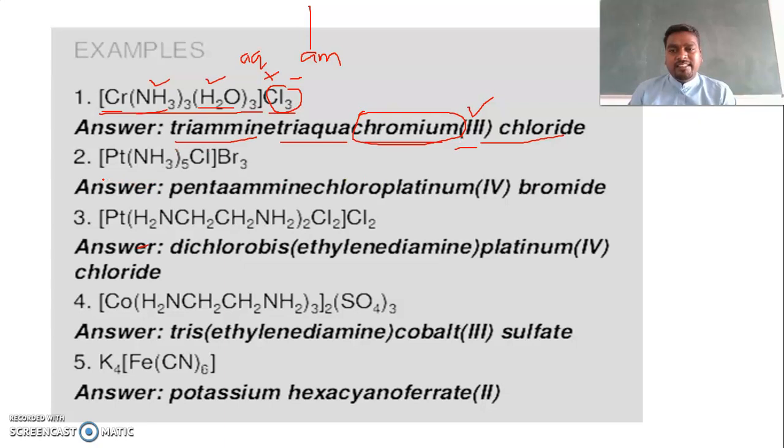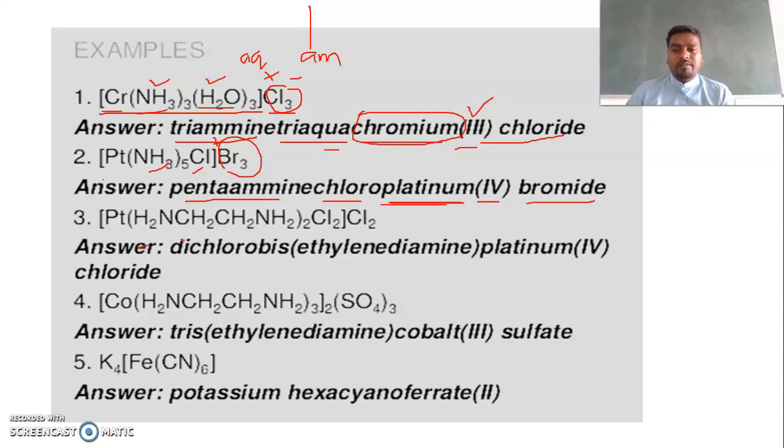Okay, next take this complex. Here amine and chloro are the ligands. Bromide is a counter ion, and bromide is negative, so this is a positive complex. Here amine and chloro, amine comes first, pentaamine, chloro, only 1 chloro, platinum, not platinate. If it is a negative complex, platinate. Now it is a positive complex, positive sphere. So platinum of oxidation state 4, bromide.